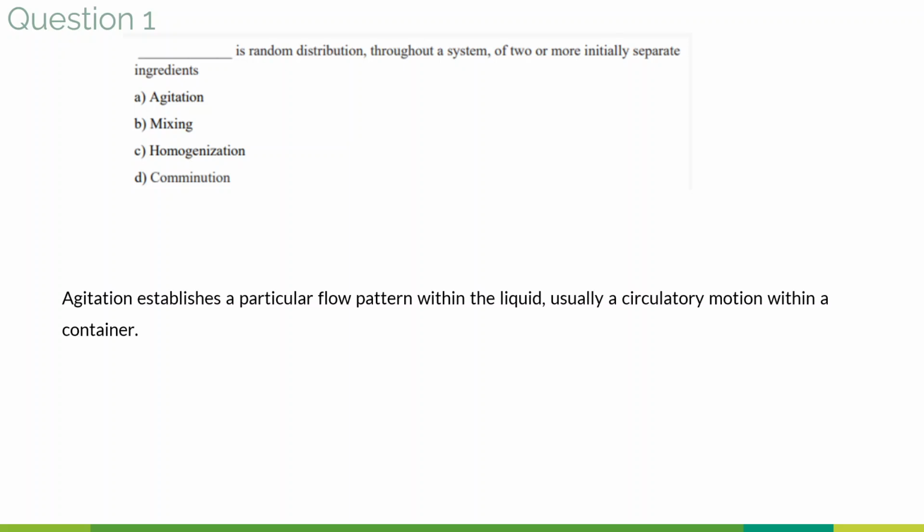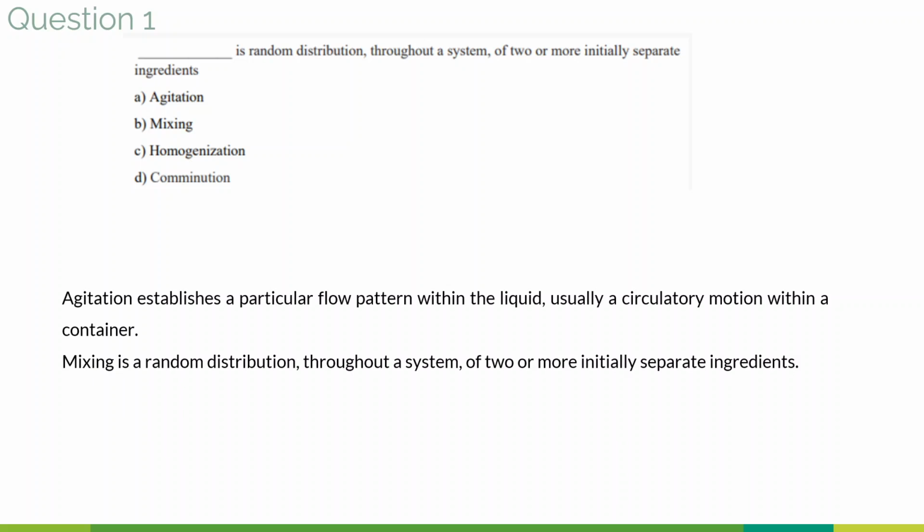So agitation establishes a particular flow within the pattern, and it's usually a circular motion within the container. In case of agitation, you will mainly be dealing with a system that has only a single component. Let's say you have a container with water, and when you establish a flow pattern within the liquid, that is known as agitation. So when you have more than one component in your system and you want to mix those systems, that term is called mixing.